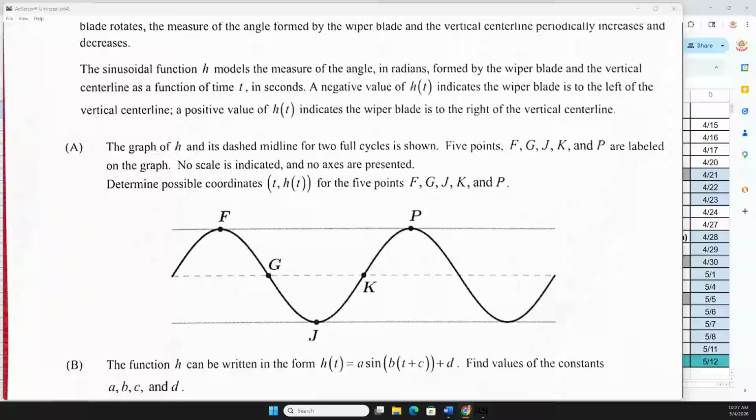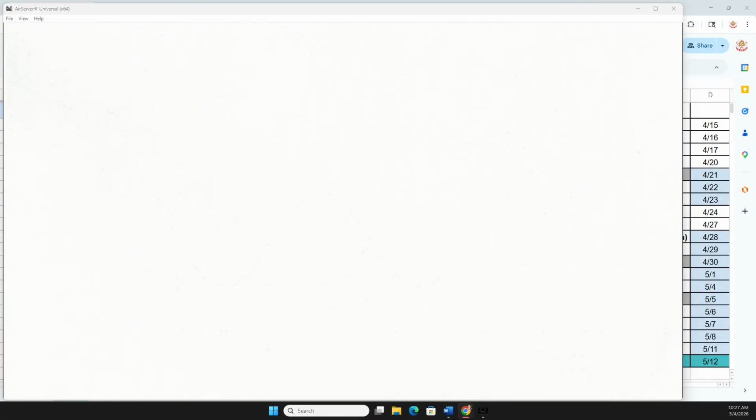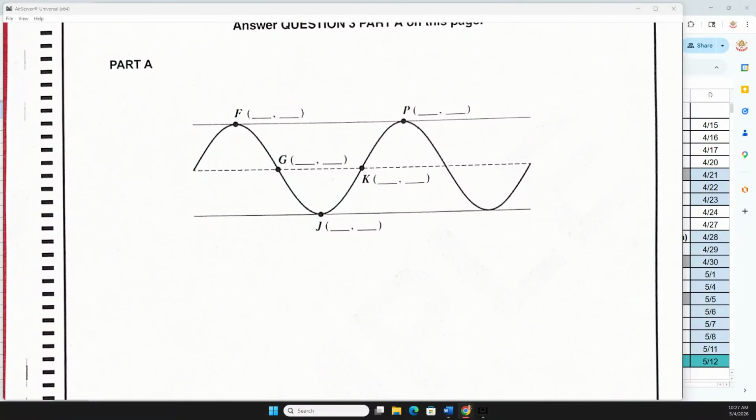Negative 0.75. So that's going to be my lowest value here. Oh, wait, hold on. I'm not going to write on my scratch paper. I'm going to write here. All right, what about the highest? 0.75. And the middle is going to be 0.